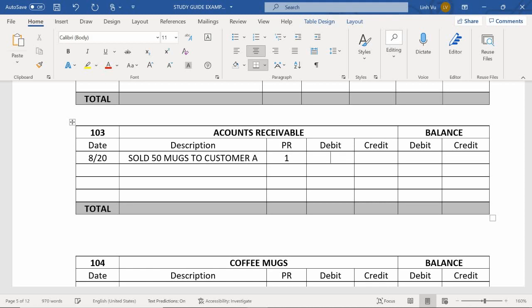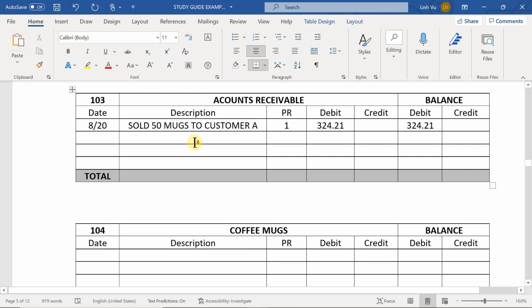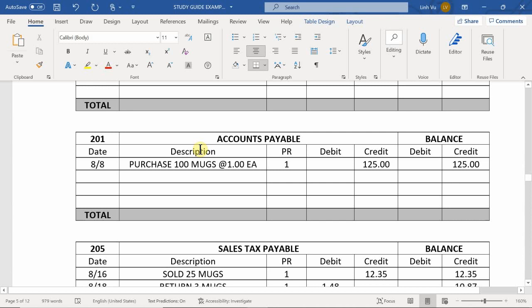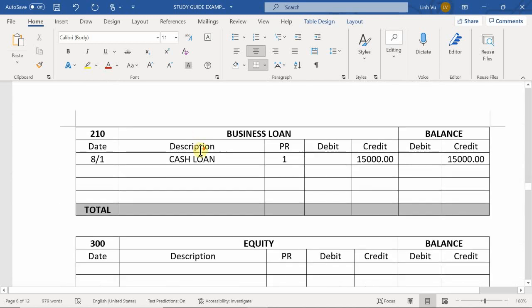Okay, it is page number two. Or number one, you have. I have number one on mine. Okay, I have number two. So it is 324 and 21 cents. Okay. 21. Okay, and so we have sales.